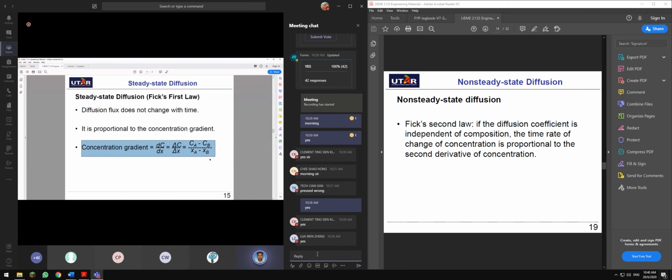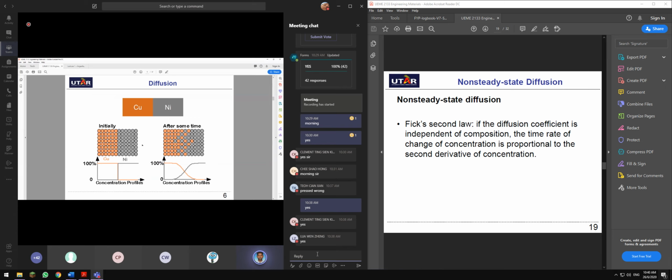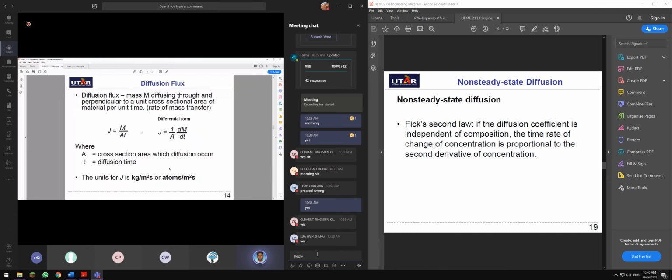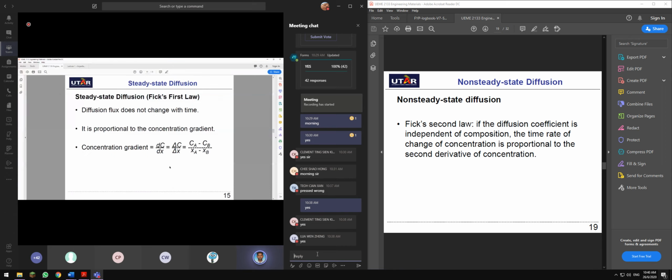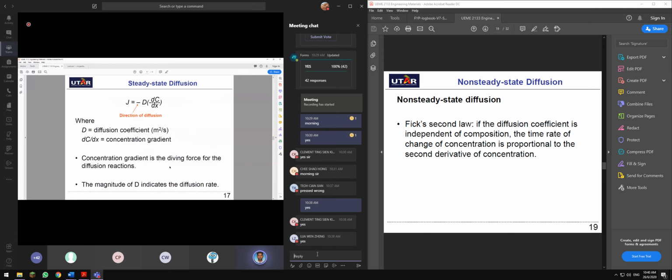As I mentioned to you earlier in this lesson, concentration plays an important role in diffusion, okay. So I'm just recapping, guys, to warm up for today's lesson, then we can start with our lesson, right? Okay, all right, concentration gradient, steady state diffusion, this is the formula.